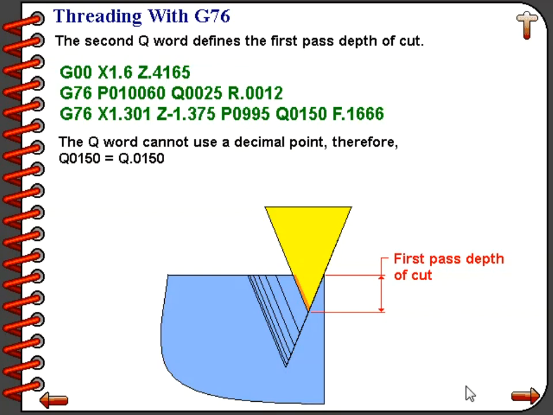So again, to repeat, the second line of G76, the Q word specifies our first pass depth of cut. You want that as large as you safely can do and yet still maintain good tool life. But then after that pass, each successive pass will be infeeding a shorter distance or a smaller distance.